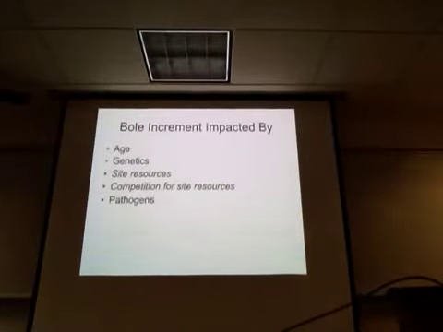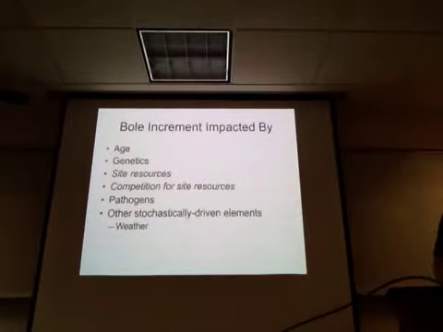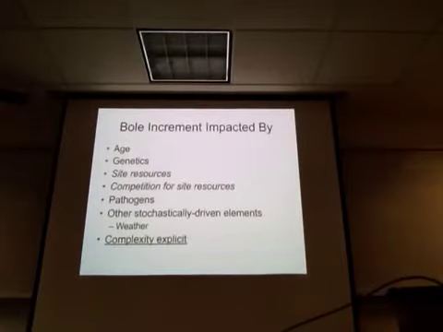More on the stochastic end of things, pathogens, insects, disease, that's going to impact tree growth, bole increment, and there are many others: weather, annual variation in weather, trends in climate, and so forth. So, pretty complex. And yet, we need to understand it. We need to develop models that give us a basic idea of how these trees are developing.